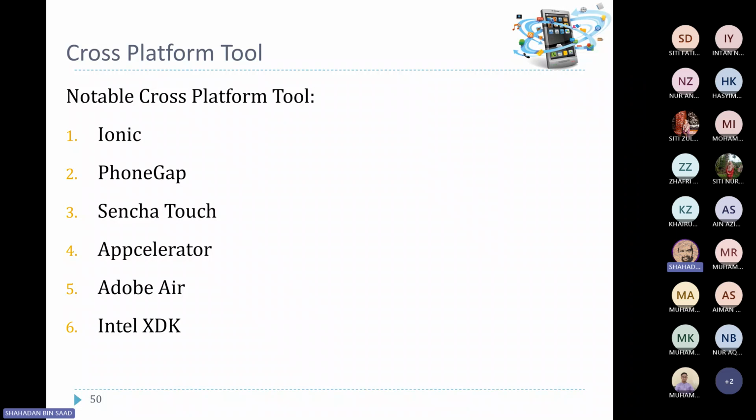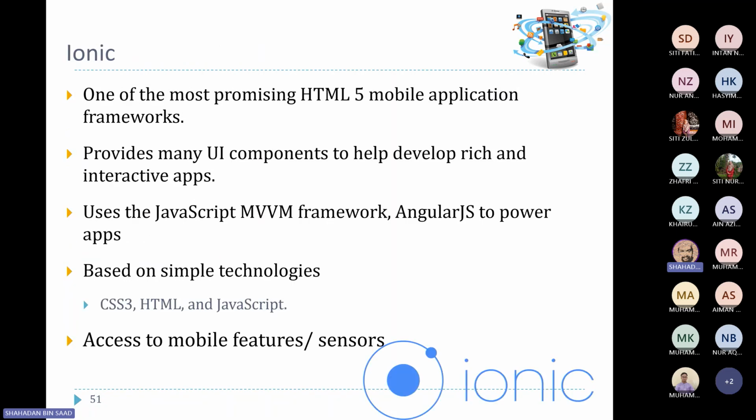Okay, cross-platform tools, notable cross-platform tools ada Ionic, okay, PhoneGap, Sencha, Titanium Accelerator, Adobe Air. Ha, boleh pakai Adobe Air. Intel SDK kan. Okay, contoh yang paling ramai orang pakai Ionic lah. Some of the most promising HTML5 mobile application frameworks. So provides many UI components to help developers build interactive apps, use the JavaScript framework AngularJS to power apps. And then based on simple technologies, CSS3, HTML and JavaScript sebenarnya.